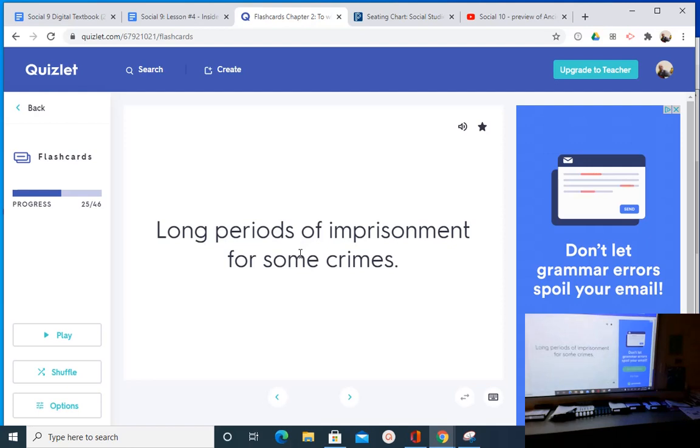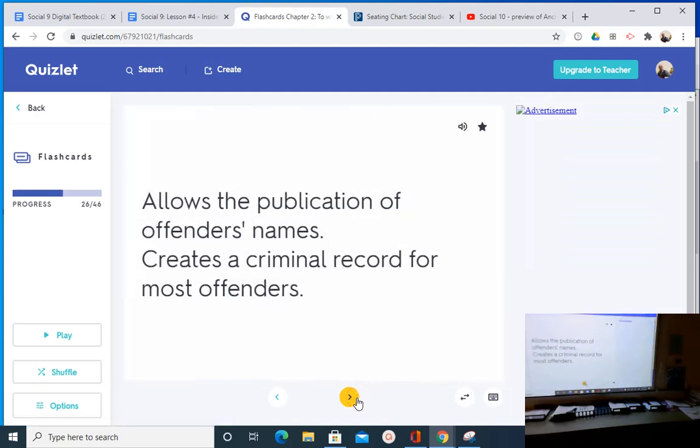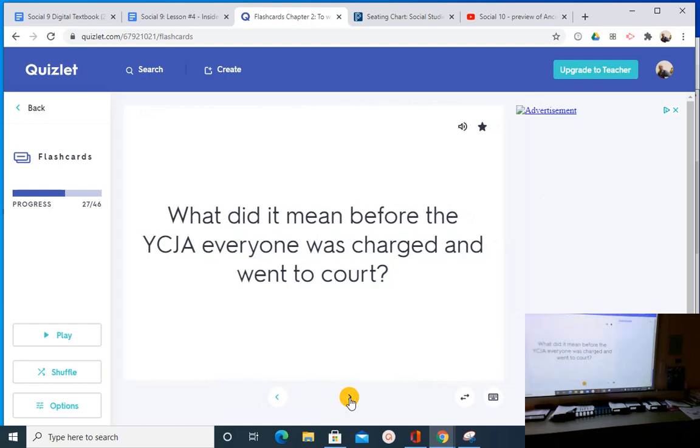So yesterday we saw that JR ended up being tried under the YCJA, but her boyfriend was 23 and he ended up getting 25 years in jail. This allows the publication of offenders' names and creates a criminal record for most offenders, and that's what the CCC, the Criminal Code of Canada, allows adult offenders to have. So the Criminal Code of Canada does allow adult offenders to get a criminal record.